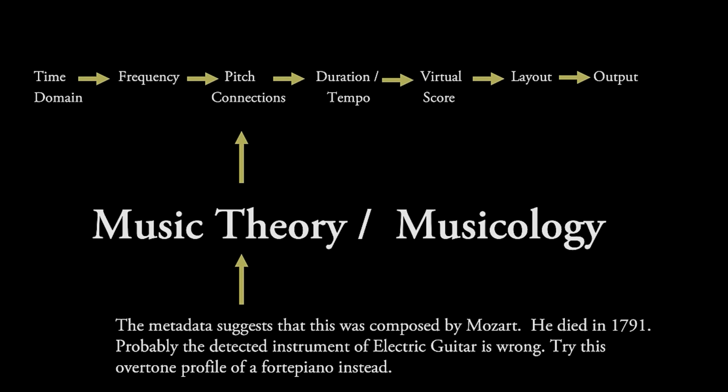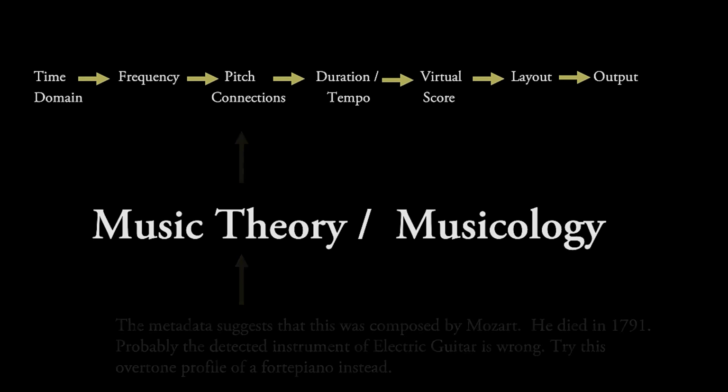Now, the frequency overtone estimation was saying, okay, the most likely instrument is electric guitar. This is very likely wrong. I mean, I don't know, maybe it's a modern arrangement, but it's pretty likely wrong. Why don't you try this overtone profile of a forte piano, an early piano, instead? And wow, you find out, okay, that was the second best score, but probably the best one when taking into account the metadata on the piece.